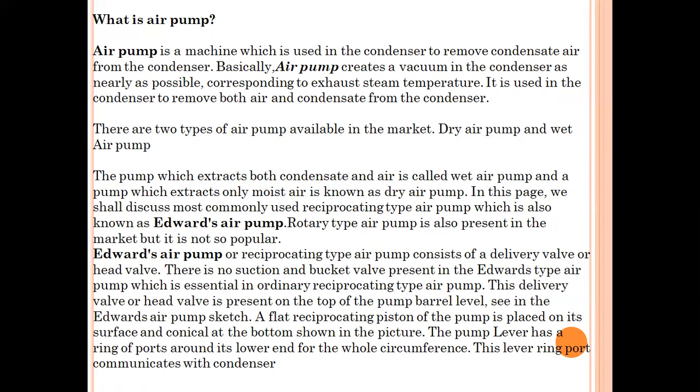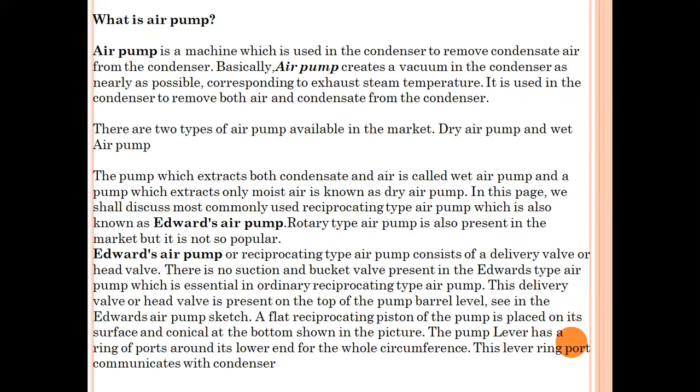There are two types of air pump available in the market: dry air pump and wet air pump. The pump which extracts both condensate and air is called a wet air pump, and a pump which extracts only moist air is known as a dry air pump. These are the two types of air pump.